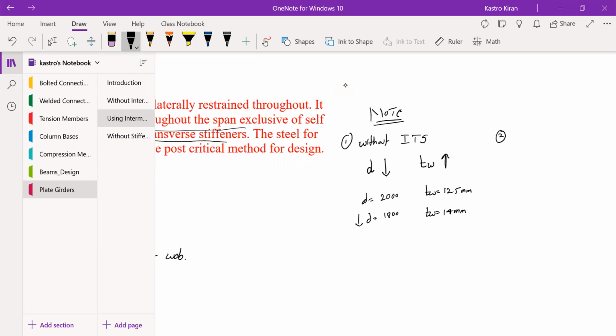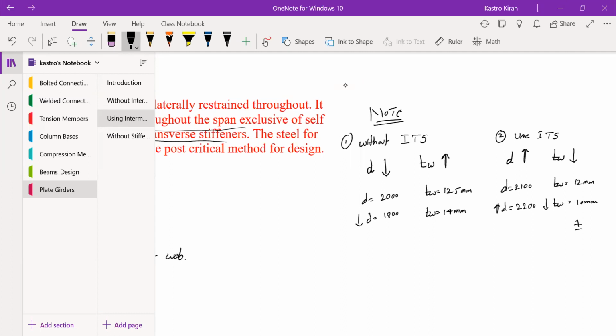Suppose the problem says use intermediate transverse stiffeners or provide intermediate transverse stiffeners. If this is the case, then whatever depth you are obtaining, you increase the depth of the web. Suppose you have got the depth of the web as 2100 mm, you increase it to 2200 or 2300 mm. Maybe plus or minus 200 is sufficient. Don't go more than that. And whatever thickness of the web you are obtaining, you decrease it by plus or minus 2 mm. Suppose you have got 12 mm, plus or minus 2 mm is sufficient, so you decrease the thickness of the web to 10 mm.